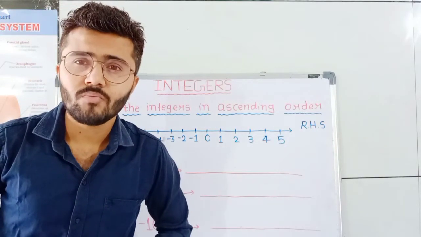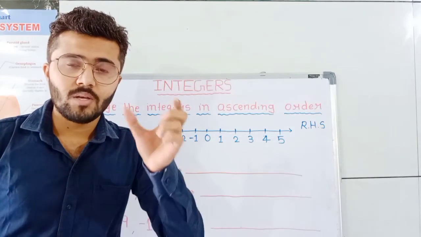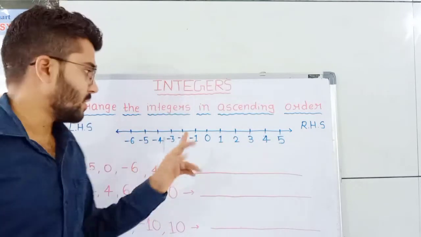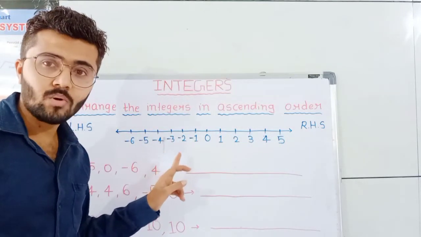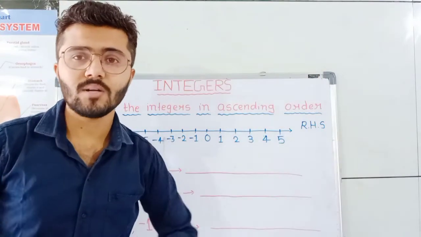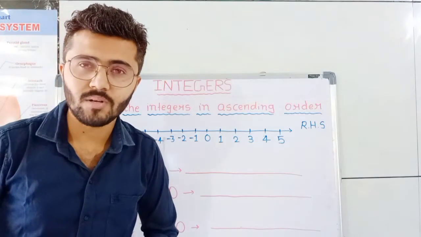In the previous video, we had also studied दो नंबर में से एक नंबर दूसरे नंबर के लेफ्ट हैंड साइड अगर आता है नंबर लाइन पे तो वो नंबर छोटा है, and the number which is on the right side of another number on the number line is greater than the given number.